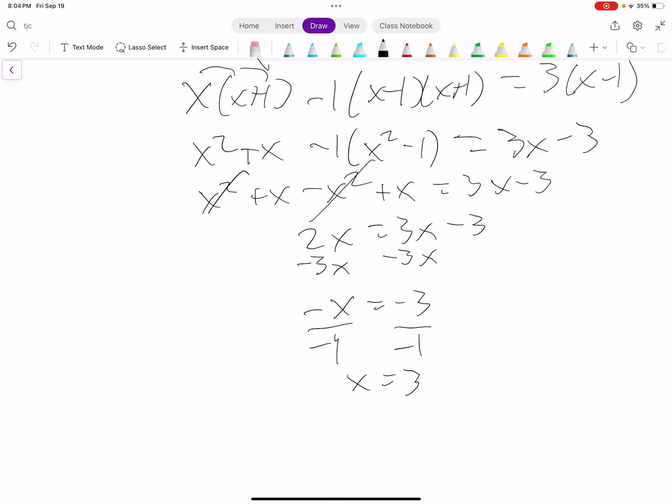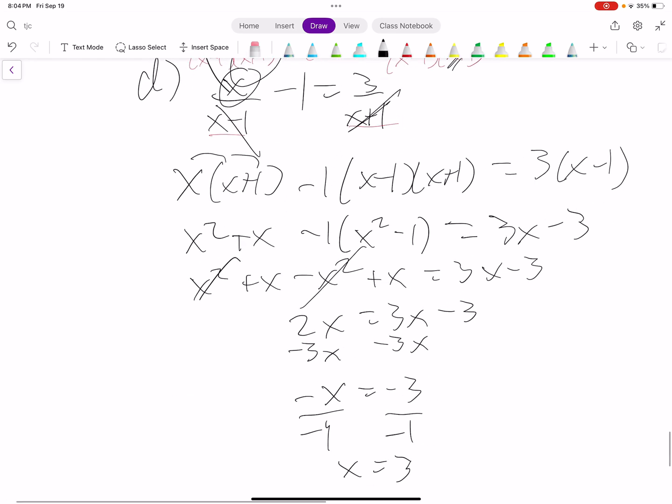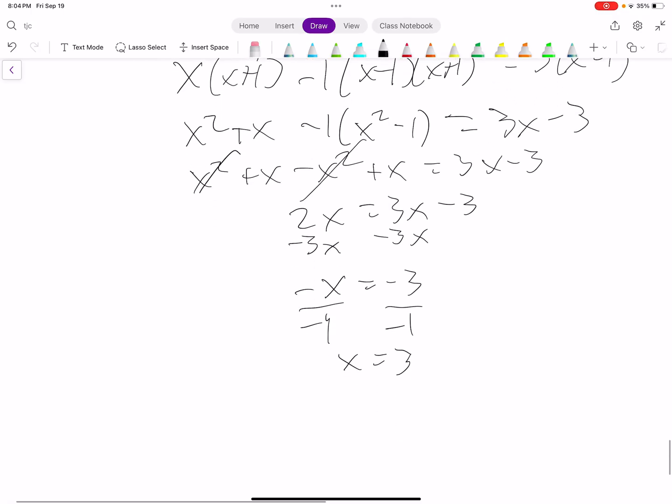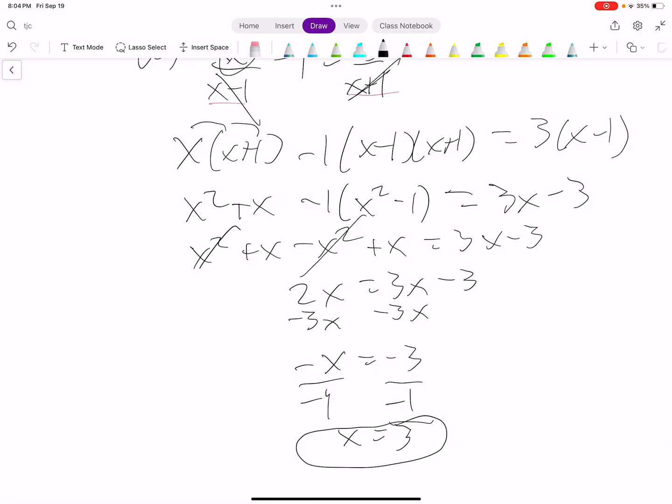Now, because our original equation had denominators with variables, you need to make sure 3 doesn't make any of the denominators equal to 0, because you can't divide by 0. 3 doesn't make x minus 1 zero, or x plus 1 zero, so we're good. So it is an actual answer. If it did, like let's say instead of getting x equals 3, we got x equals 1, we'd have to cross that answer out and we would end up with no solution. But we don't have that case, so this is our solution to that problem.